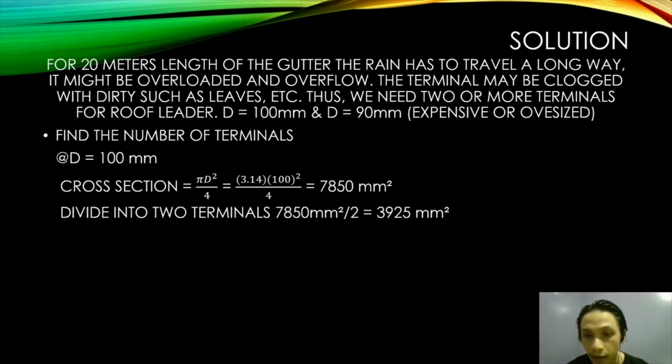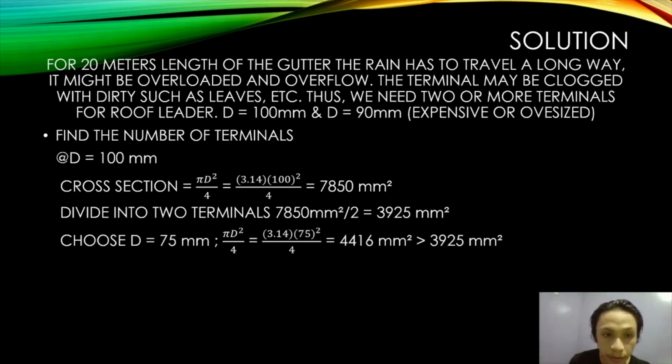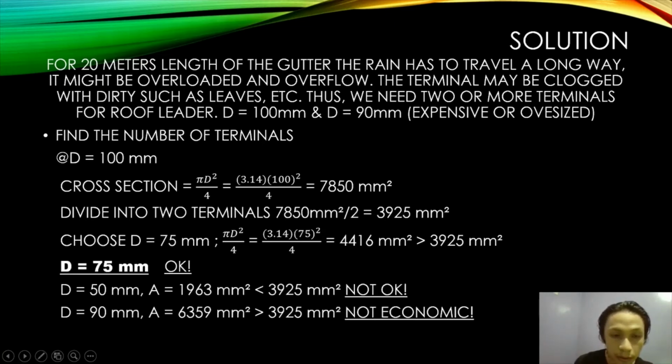We get 3,925, and we choose D, our diameter, as 75 millimeter, and we solve for its cross section right away. Then we get 4,416 millimeters squared, which is greater than 3,925. So why do we choose 75 millimeter? If we use 50 millimeter, the area we get is 1,963, which is way below 3,925, which is not good. It may overload or overflow.